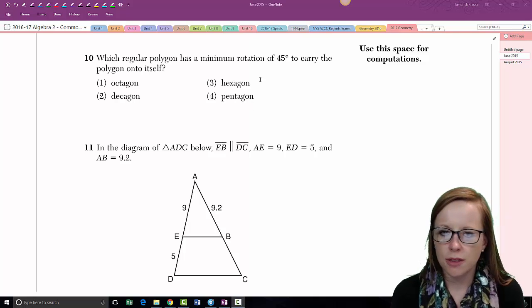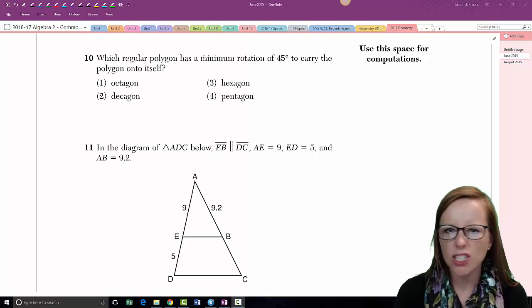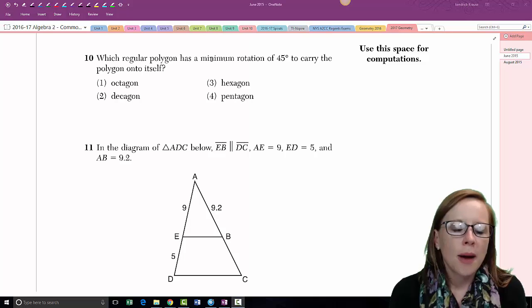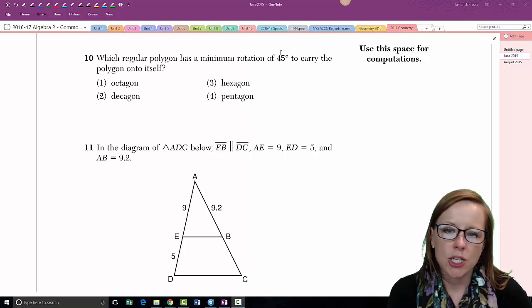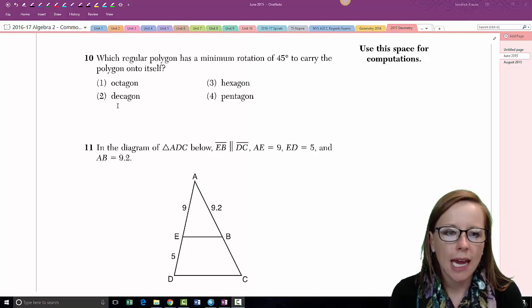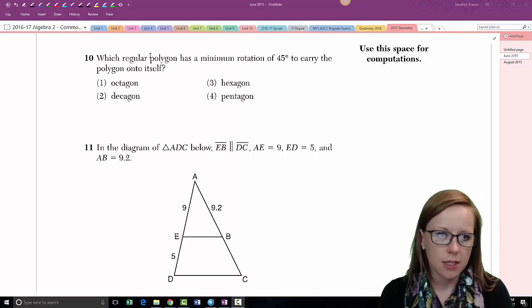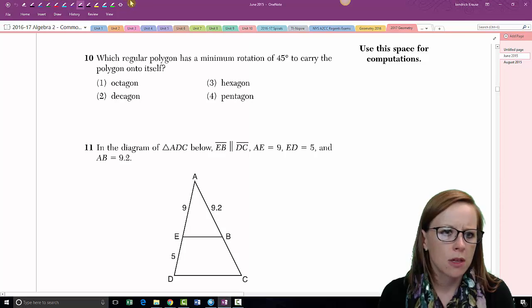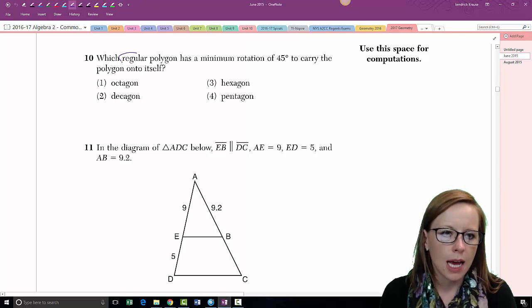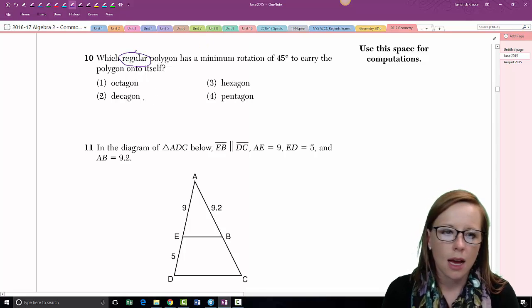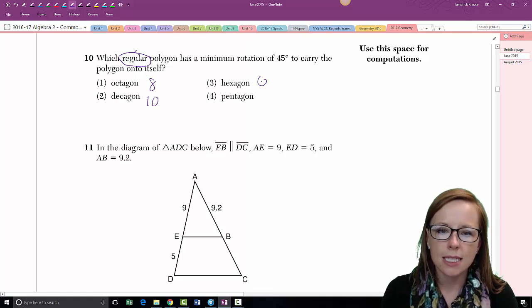All right, if this question made you think for a second, don't worry, it should. Which regular polygon has a minimum rotation of 45 degrees to carry the polygon onto itself? One of the most important words in this question is the word regular. Regular means all sides and angles are congruent. So when we talk about an octagon, we're thinking a stop sign. A decagon has 10 sides. I should probably write these numbers here. Hexagon is 6 sides, and pentagon is 5 sides.